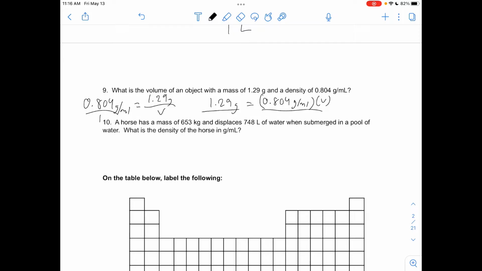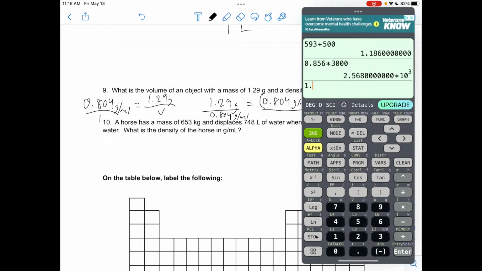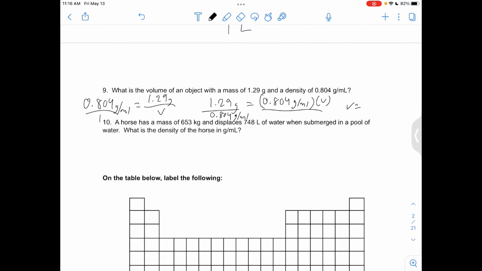Okay, I'm going to divide by 0.804 to get V. V is going to be equal to 1.29 divided by 0.804, 1.6. And notice grams cancel, I'm left with milliliters.